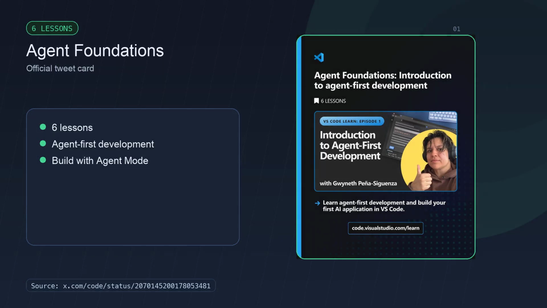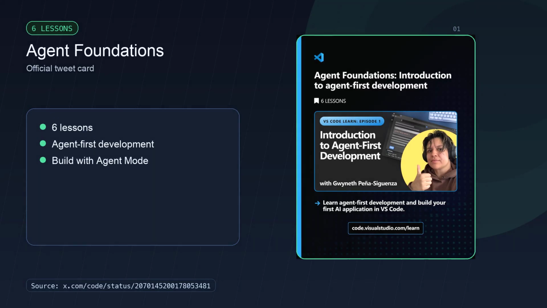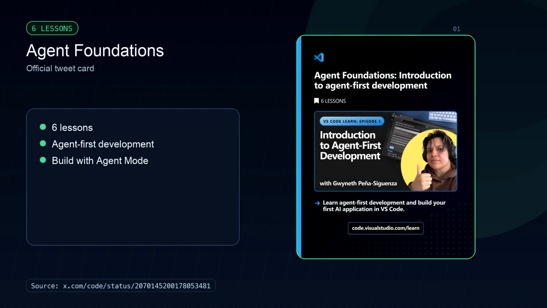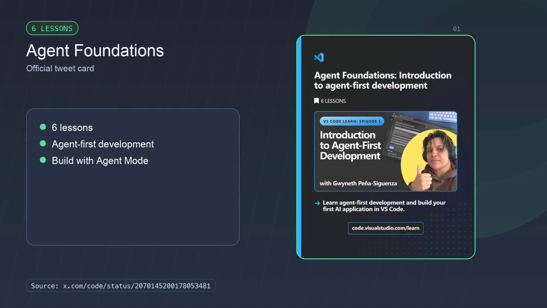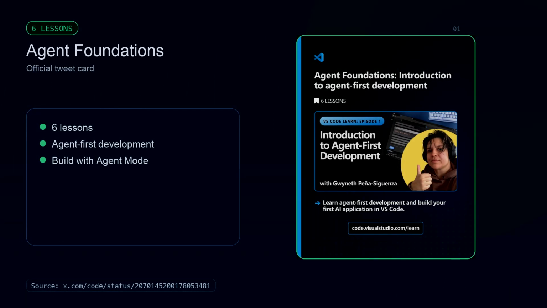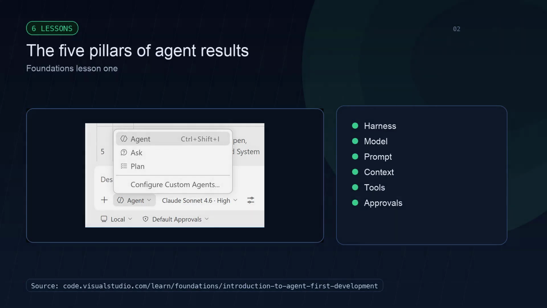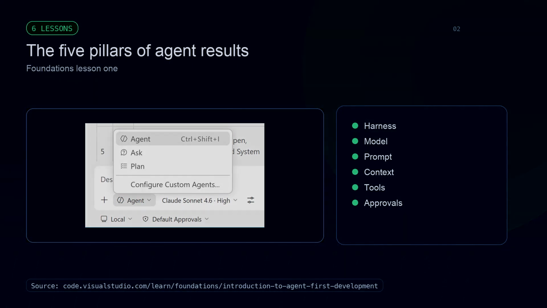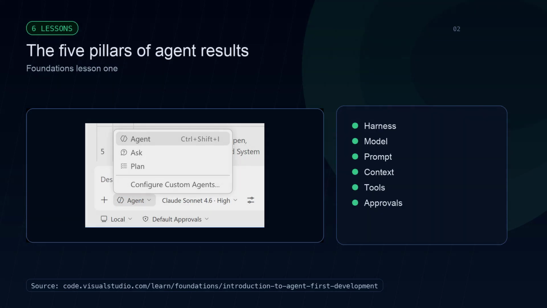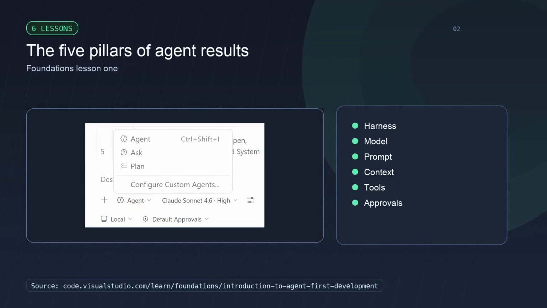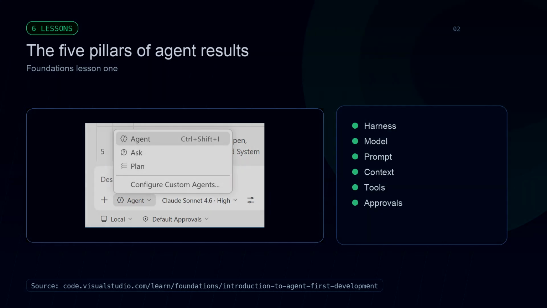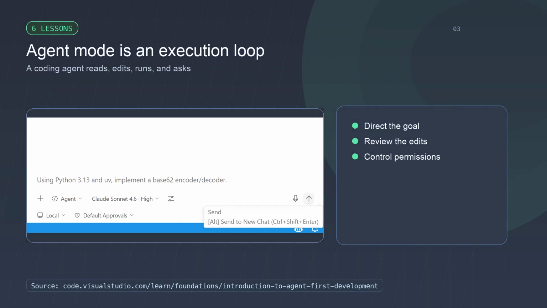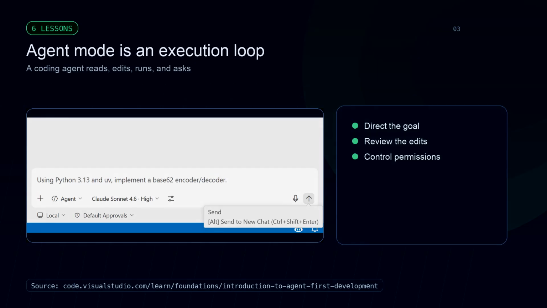The official thread says this course gets you started with agent-first development and teaches you how to build applications using agent mode in VS Code. The Learn page lists 6 lessons. It starts with the new coding loop. You give the agent a goal. It reads the project, edits files, runs commands, checks its own work, and asks for approval when the action needs it. The first lesson explains the 5 pillars behind good agent results: the harness, the model, the prompt, context, tools, and approvals. That is the right framing.